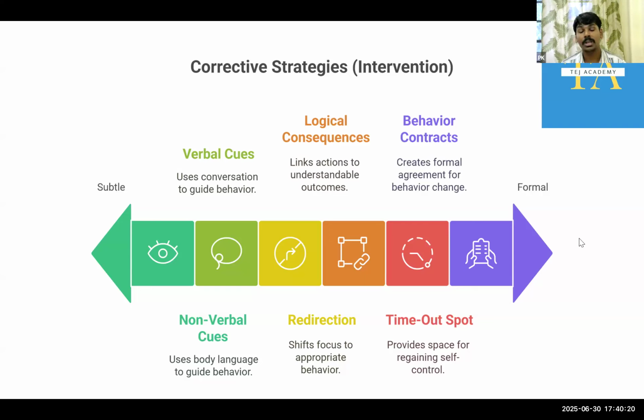Then gestures. Usage of appropriate gestures is also something that can be used to control groups. And there are verbal cues that can be used. You can have private conversations with the students who are not participating appropriately or are causing disruptions.